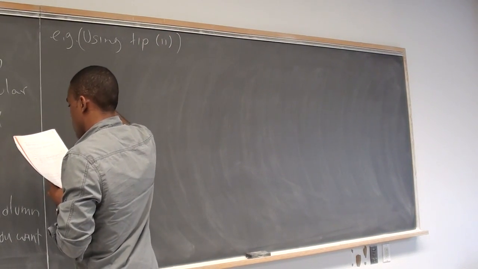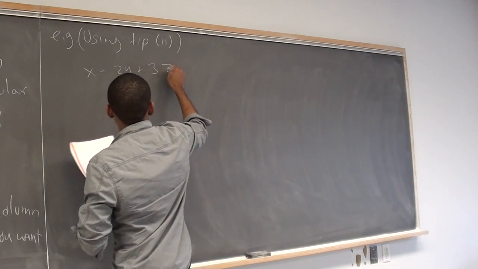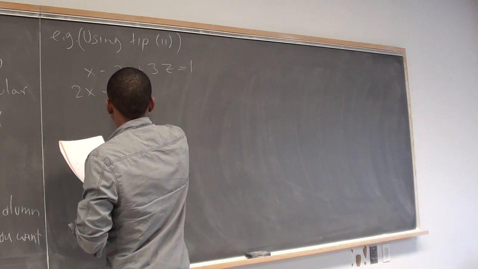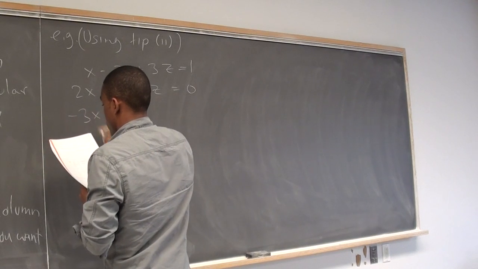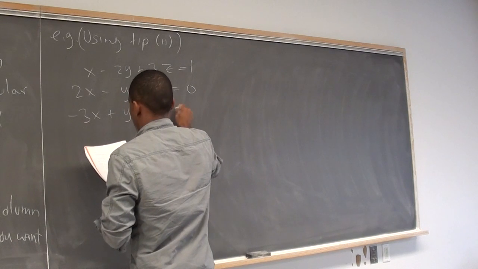Say you're given this system, x minus 2y plus 3z equals 1, 2x minus y minus z equals 0, minus 3x plus y plus 4z equals 0.